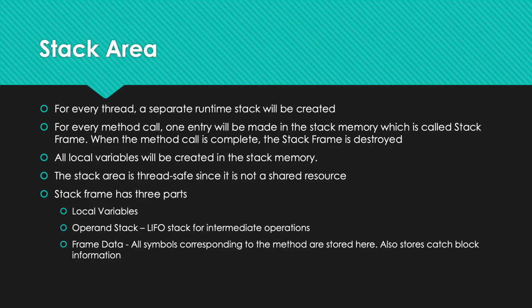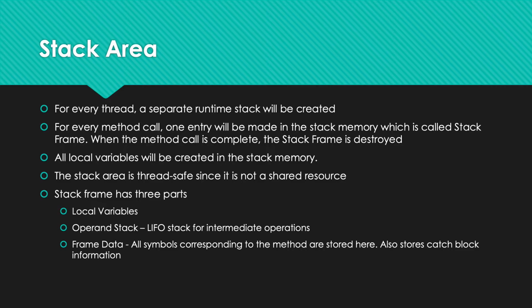And when the method call is completed, the stack frame is destroyed. So all the local variables, again, each thread will have its own stack. So each thread in that stack will have all the local variables. Since we have a separate stack for each thread, this is a thread safe component, right? So it's not a shared resource like we saw for the heap and the method area. So it's thread safe since it's not a shared resource.